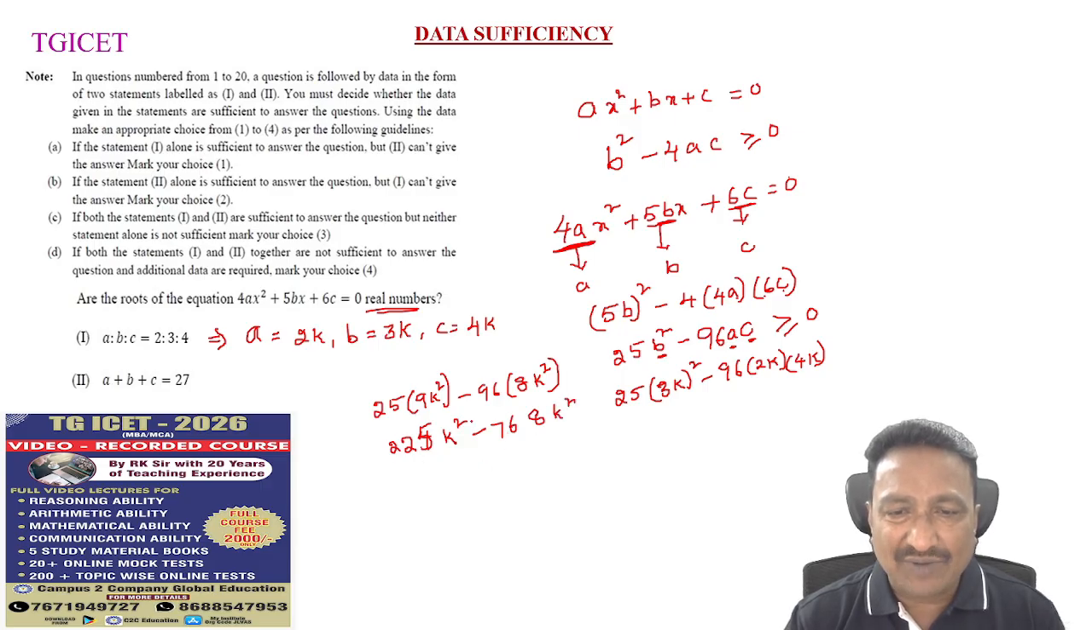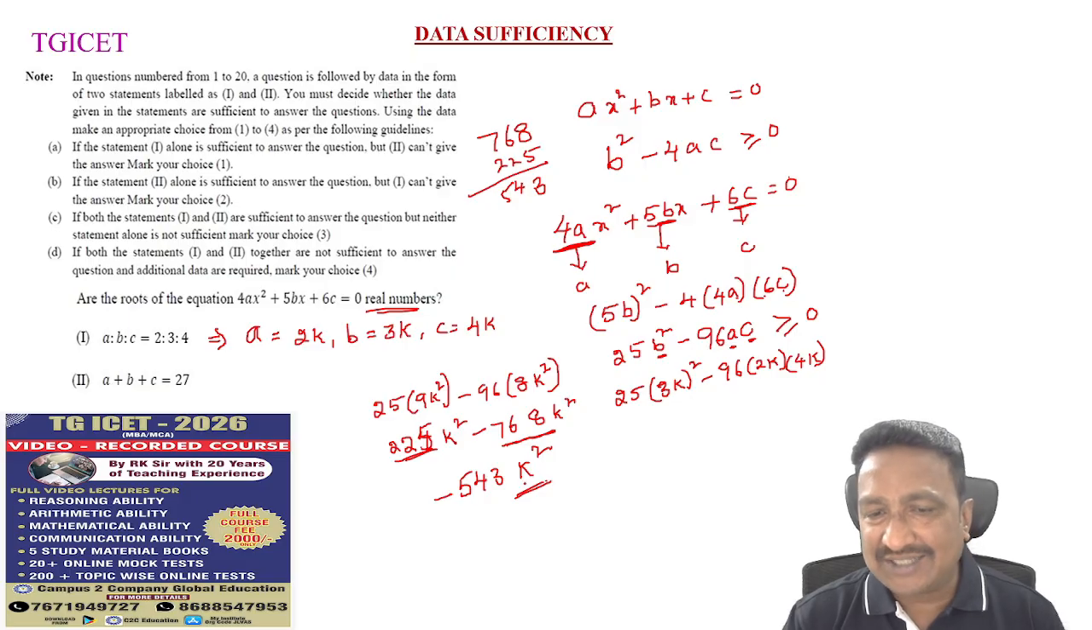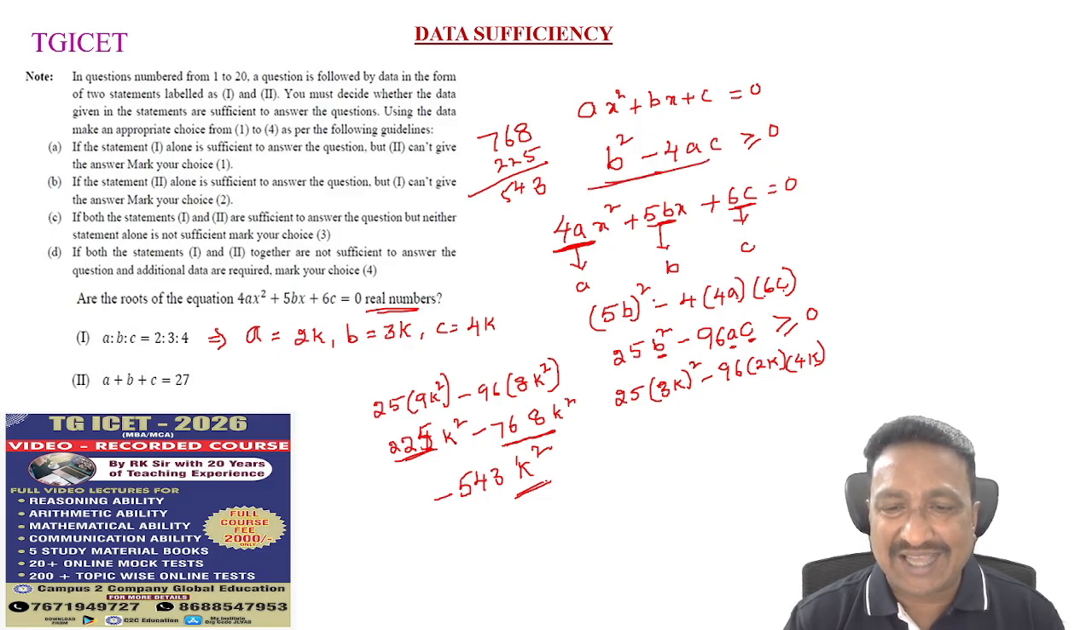So obviously this value will be negative, because this is 768k square and this is 225k square. 768 minus 225 equals 543, so this is minus 543k square. Whatever the value of k, whether negative or positive, k square is always positive. Positive times negative is negative. That means b square minus 4ac is less than 0.